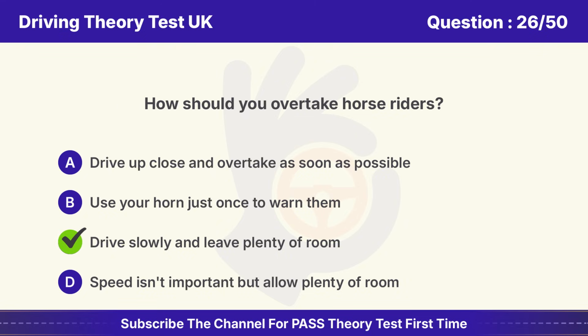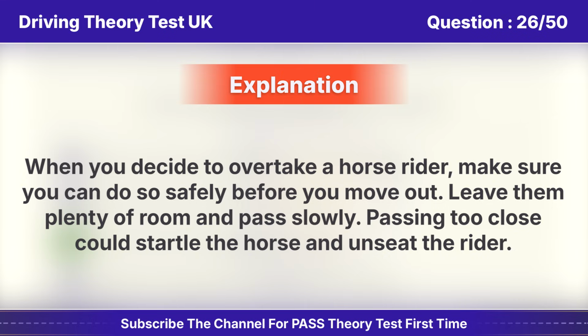Answer is C. Drive slowly and leave plenty of room. When you decide to overtake a horse rider, make sure you can do so safely before you move out. Leave them plenty of room and pass slowly. Passing too close could startle the horse and unseat the rider.